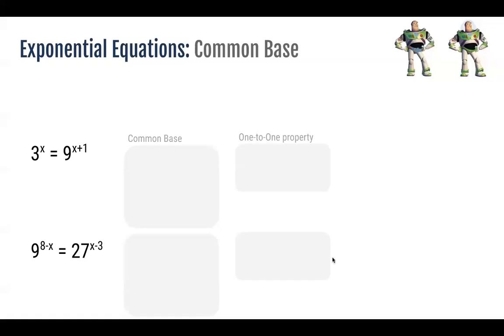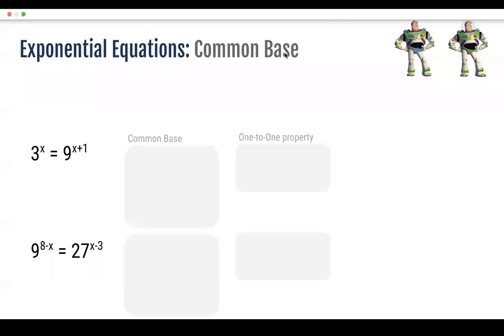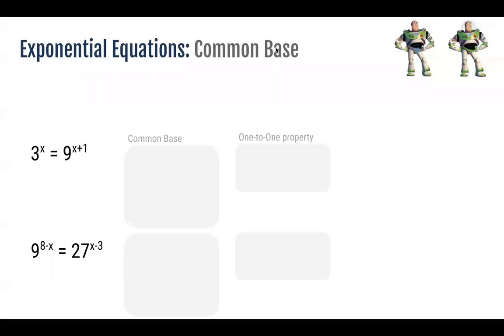Hello. In this video, we're going to see how to solve exponential equations using the one-to-one property. And that means finding a common base on both sides of the equation. So in the first example, we have base 3 and base 9 exponential expressions. Our main goal is to have both as a base 3 exponential.